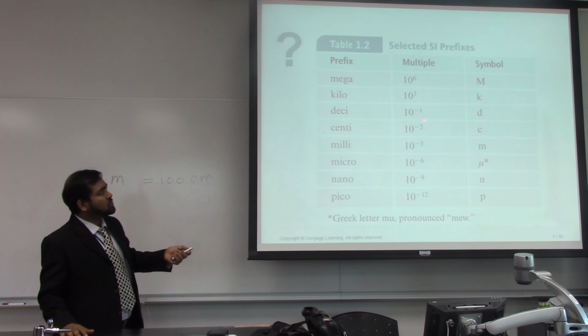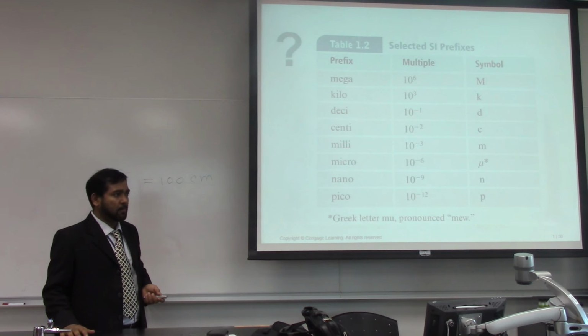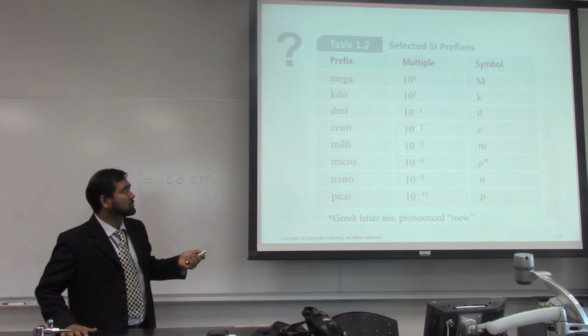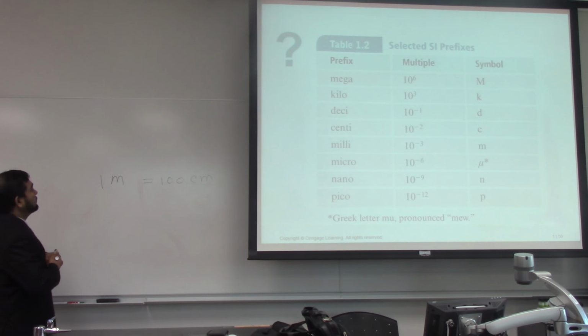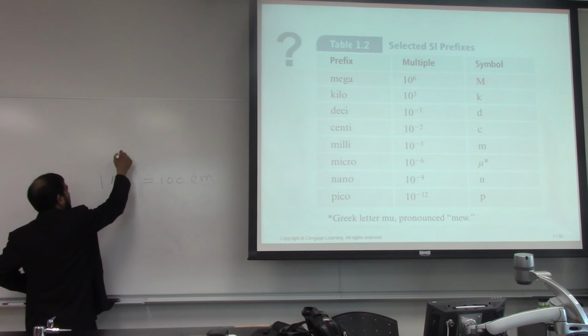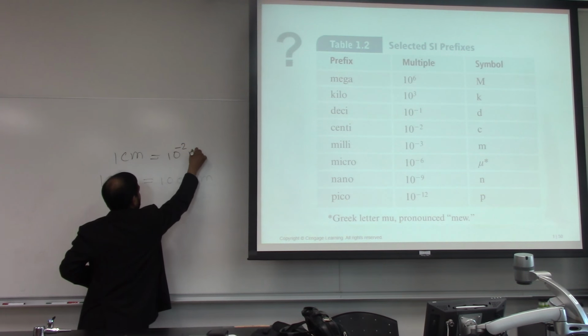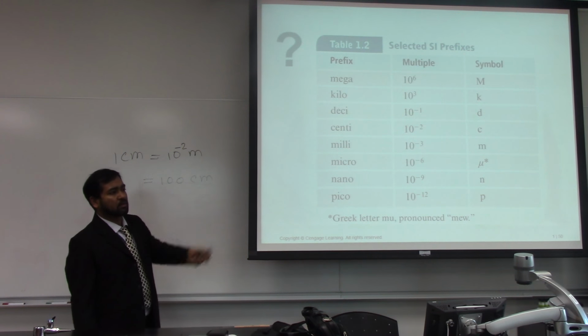You see, 10 to the negative 2, what does it mean? It means 1 over 100, right? That means 1 centimeter equals 10 to the negative 2 meter. So if you write 10 to the negative 2, that means 1 centimeter equals 10 to the negative 2 meter. That's what it means, you see? Centimeter, 10 to the negative 2.